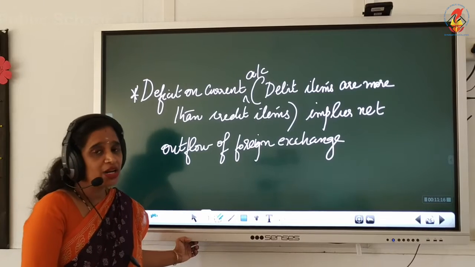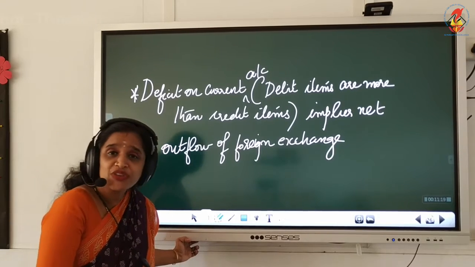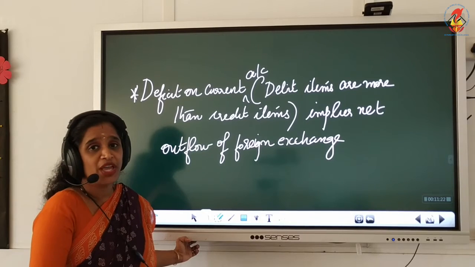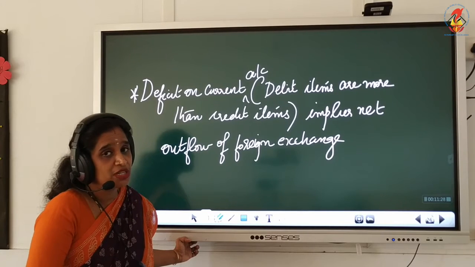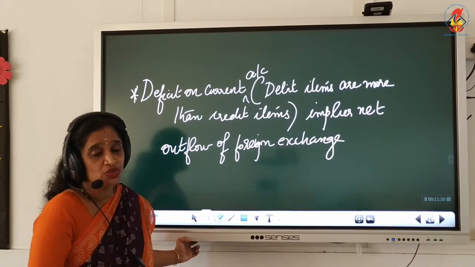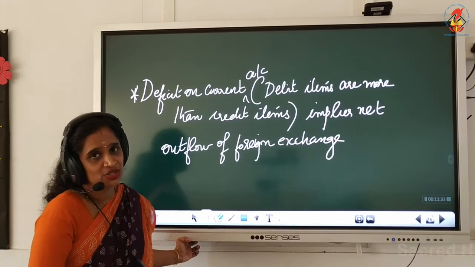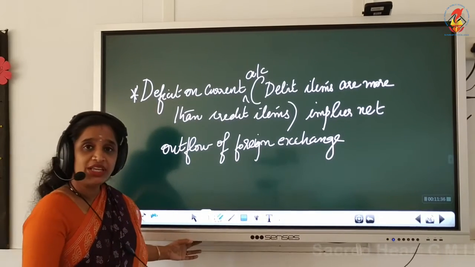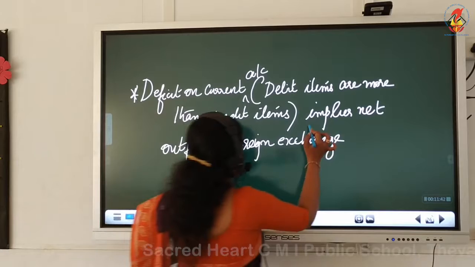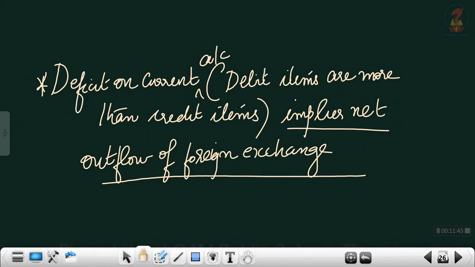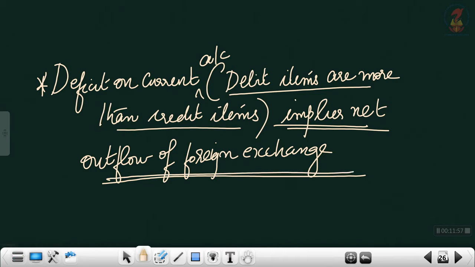Understood? So when we are paying for goods and services, if imports of goods and services are more, if we are paying more, then there will be an outflow of foreign exchange. That means money is going out from us, so debit will be more than the credit. So a deficit on the current account means debit items will be more than the credit items. It implies what? A net outflow of foreign exchange.